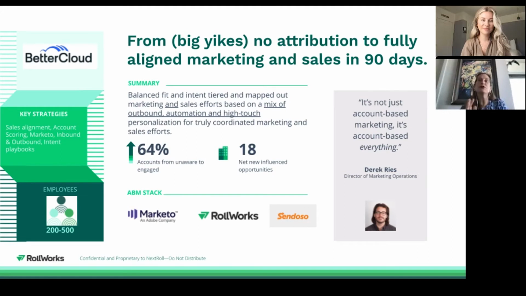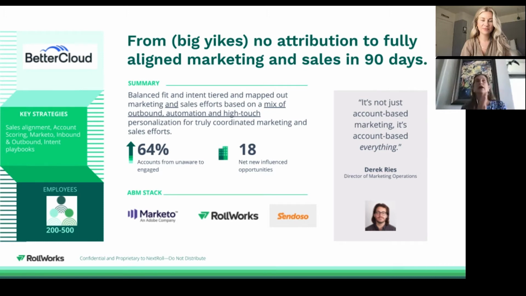Love this story because when the director of marketing ops started at Better Cloud, there wasn't even attribution in their demand gen efforts. So they went from no attribution to fully aligned marketing and sales within 90 days. Now, what's different here is not only was Better Cloud identifying their key target accounts, but they were also layering on intent signals to further prioritize. So they went fit first, then layered on intent, and then coordinated a mix of all kinds of go-to-market motions, including outbound from their sales team, automated marketing programs coming from their MAP, and high-touch personalization like gifting, all coordinated.